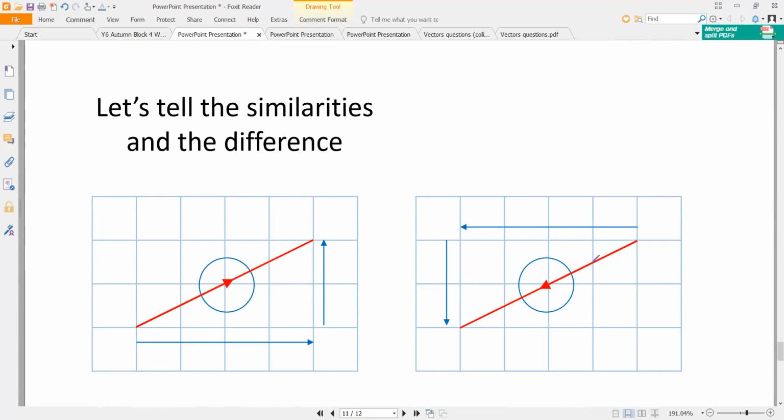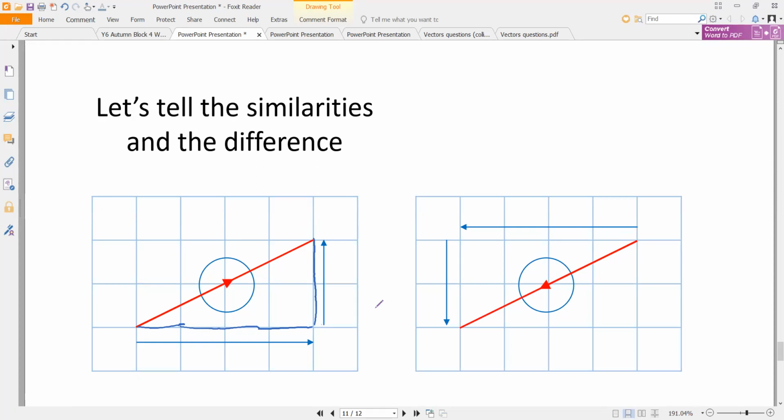Now, for this vector, you're going how many squares? 1, 2, up. How many? 1, 2, 3, 4 to the right. What's the similarities? Is there any similarity? And what's the difference?